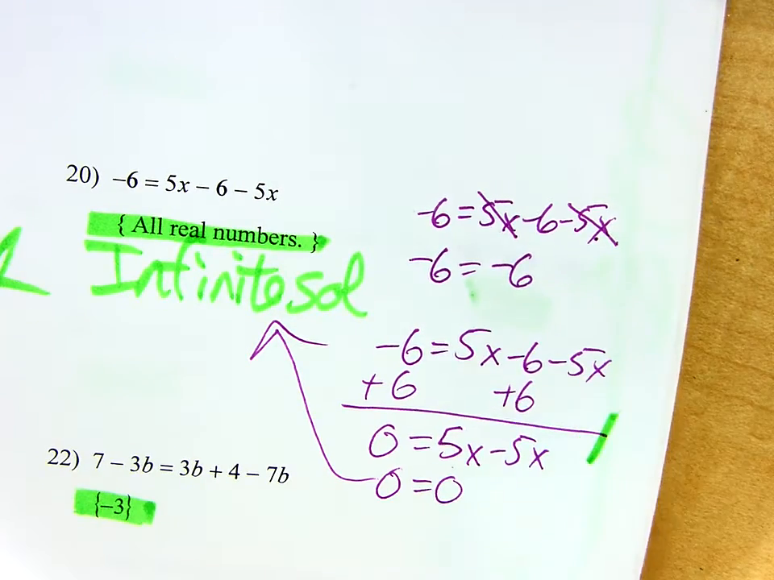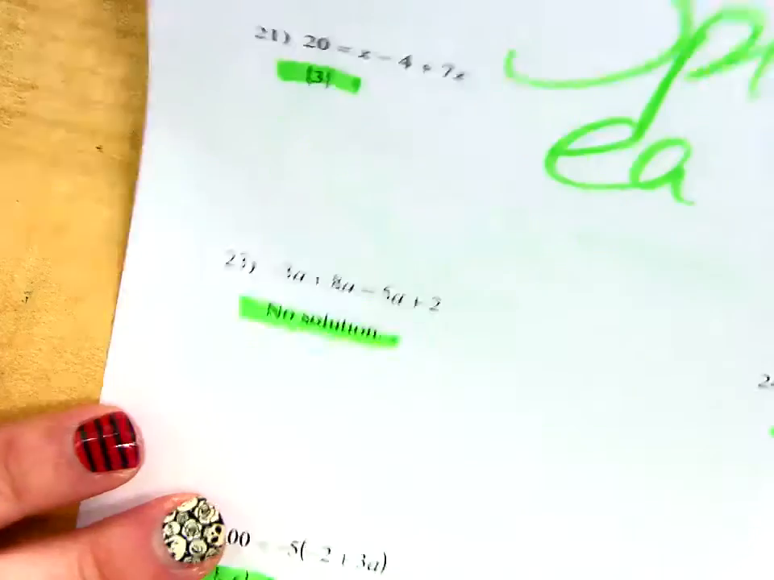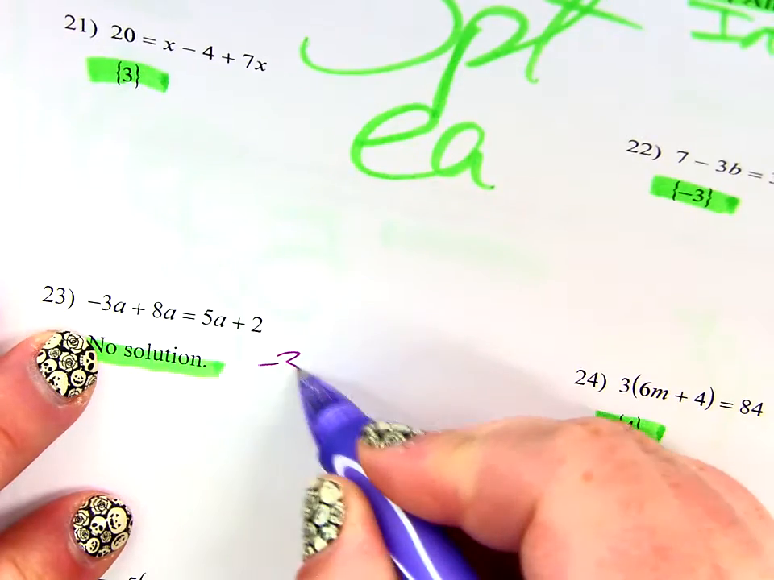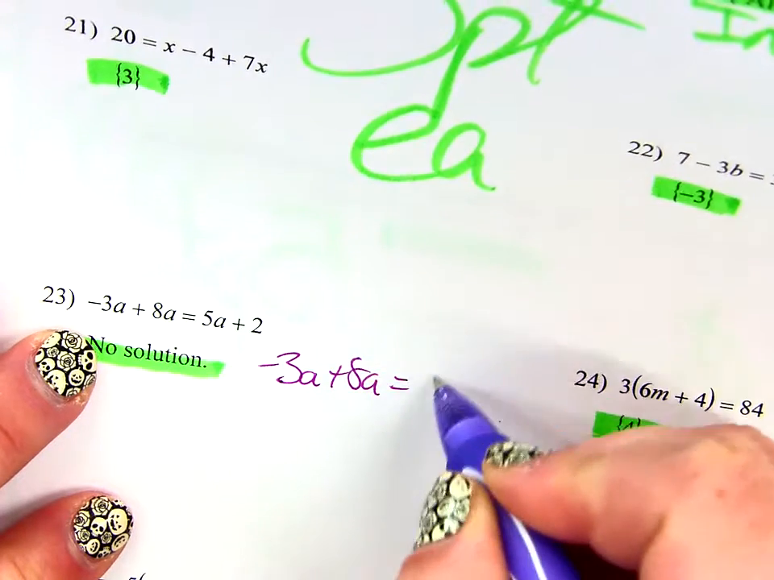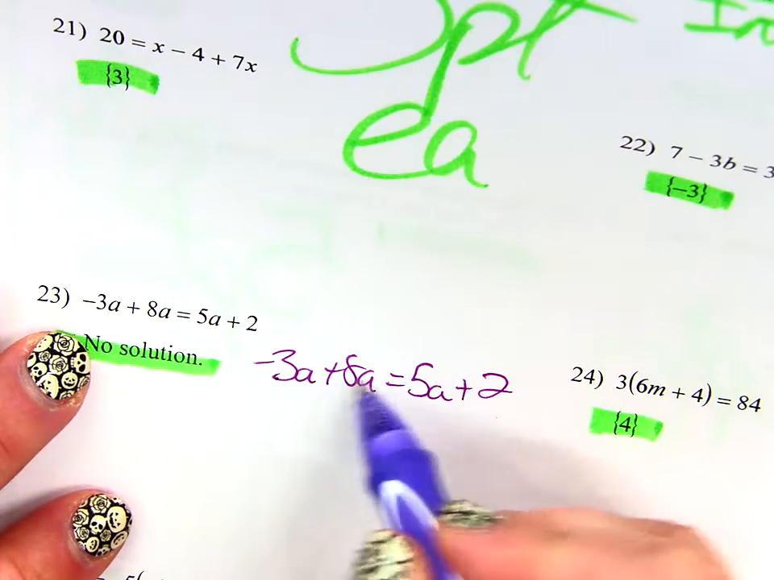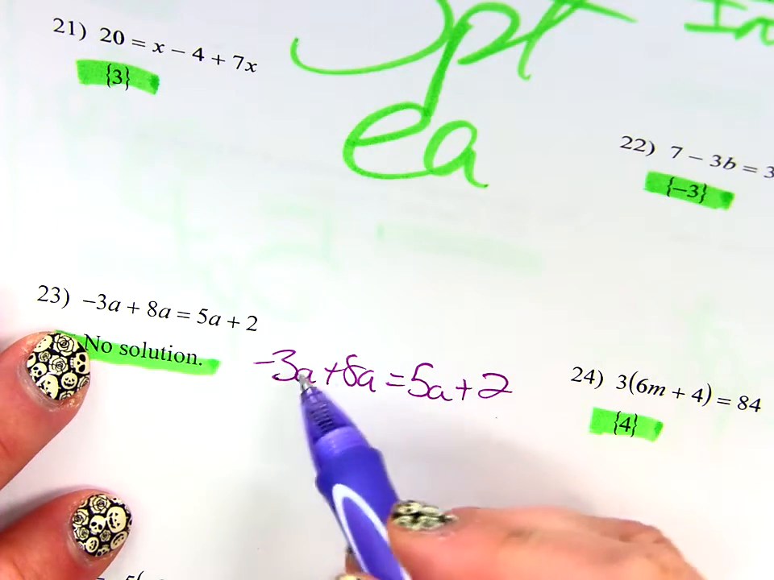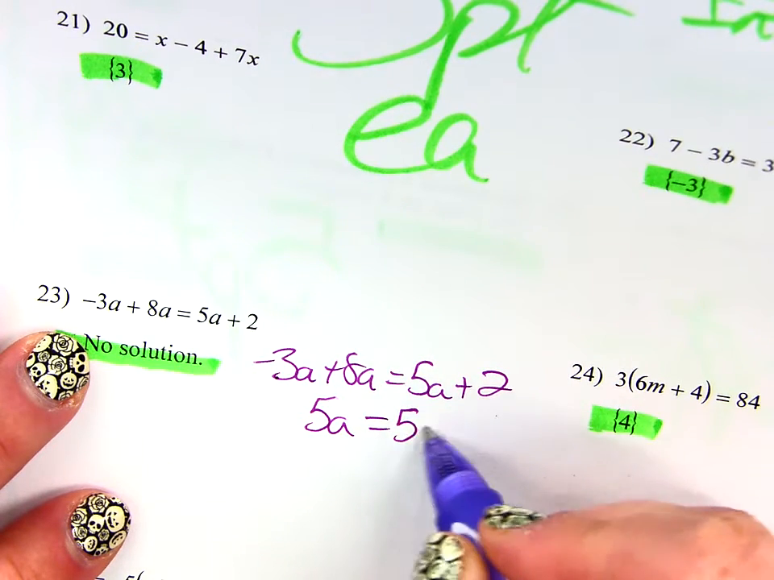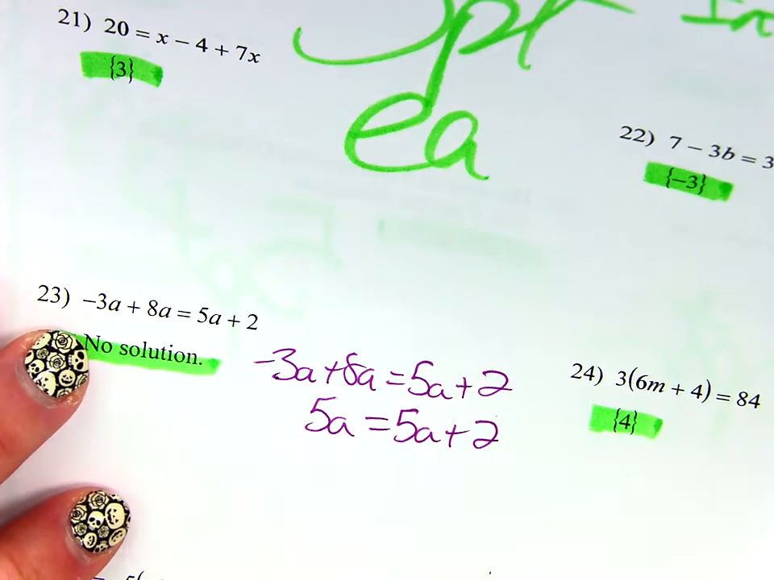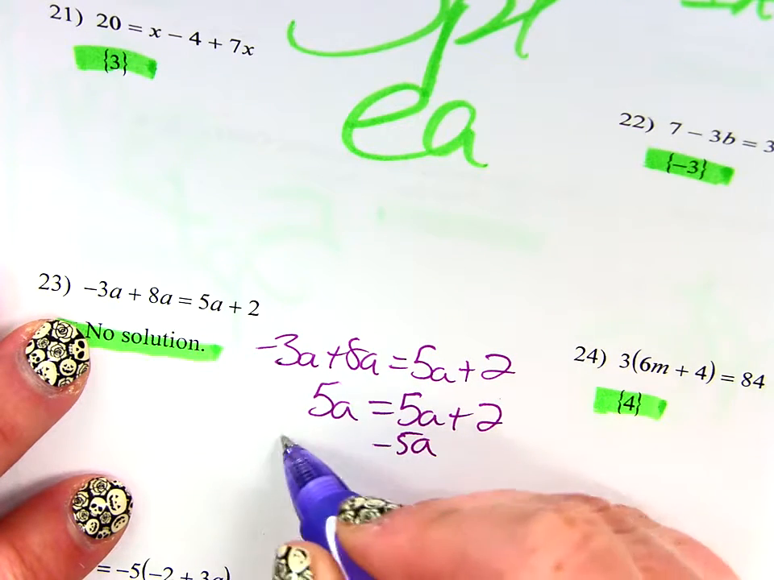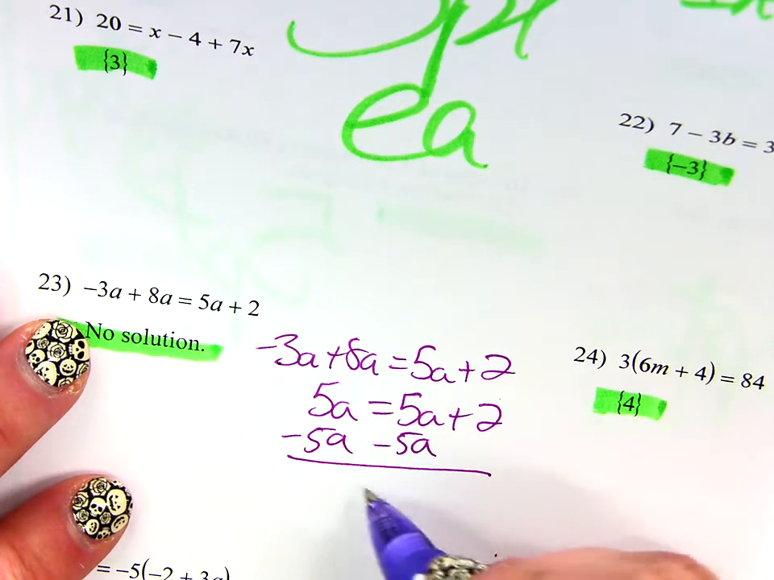Then, when you look at one like number 23, oh, this one just about broke my heart. So this one, obviously the answer is no solution, but let's see why. So you have negative 3a plus 8a equals 5a plus 2. All right, so a lot of you started off by combining these two because they're on the same side of the equal sign. Negative 3a plus 8a is 5a equals 5a plus 2. Then you were like, oh, okay, I need to get the a's together. So then you minus 5a from both sides. Perfect, exactly what you're supposed to do.